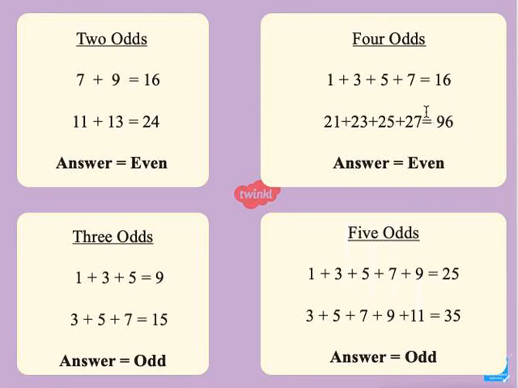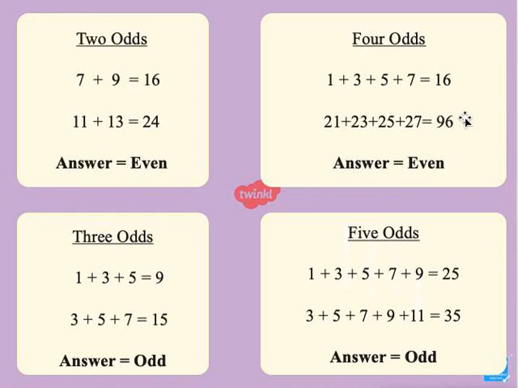Similarly, on the bottom, we have slightly bigger numbers here. We have 21 plus 23 plus 25 plus 27. If we add them together, two odd numbers at a time, split it in half. 21 plus 23 is 44, so that's an even number. 25 plus 27 is 52, so that's another even number. 52 plus 44 is 96, boys. So if you add four odd numbers, you get an even number.